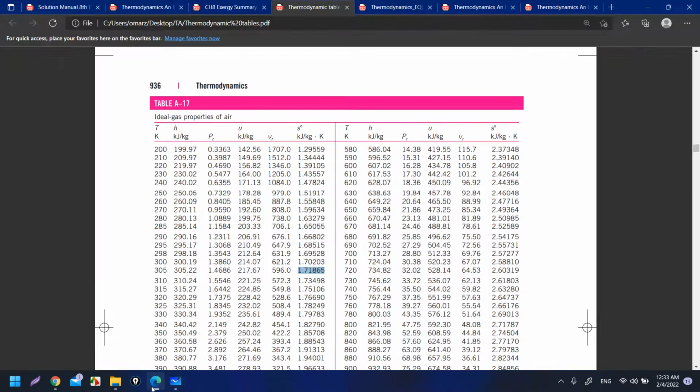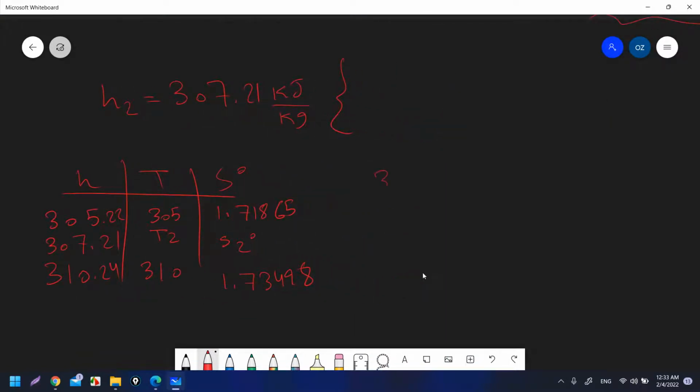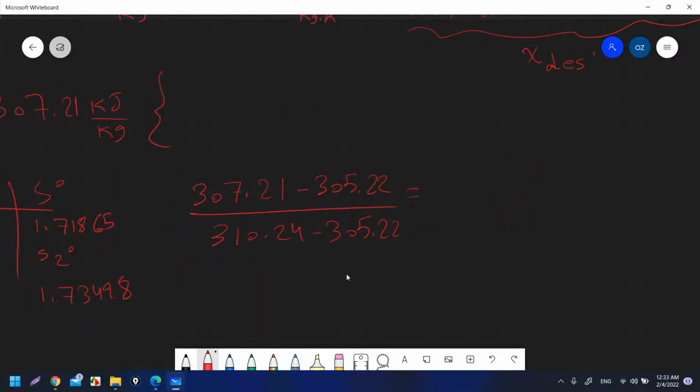Okay, these two. This will give me 307.21, that's my enthalpy, minus 305.22, over 310.24 minus 305.22, equal to S2 naught minus 1.71865, over 1.73498 minus 1.71865. Okay, that is for entropy.